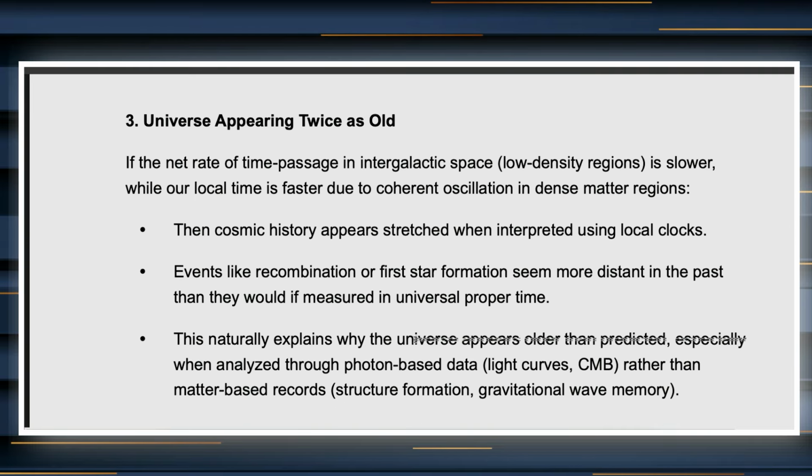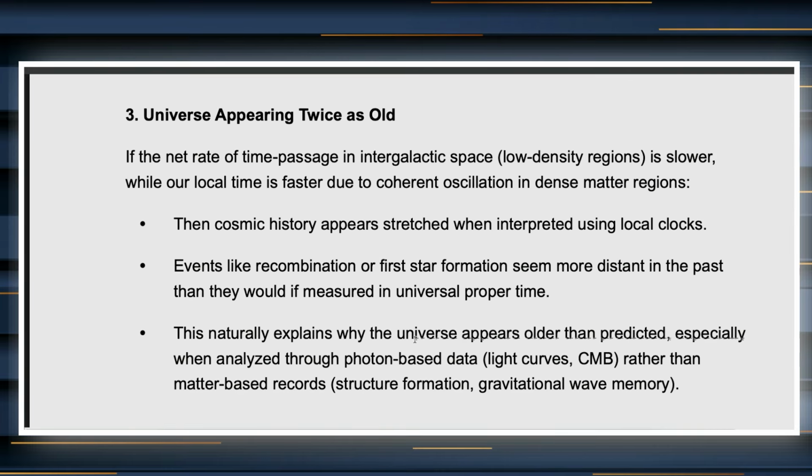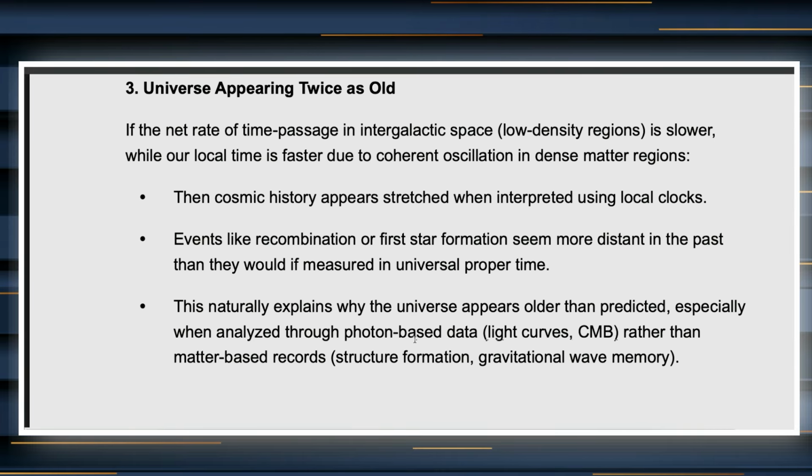Universe appearing twice as old. If the net rate of time passage in intergalactic space is slower, while our local time is faster due to coherent oscillations in dense matter regions, then cosmic history appears stretched when interpreted using local clocks. Events like recombination or first star formation seem more distant in the past than they would if measured in universal proper time. This naturally explains why the universe appears older than predicted, especially when analyzed through photon-based data rather than matter-based records.